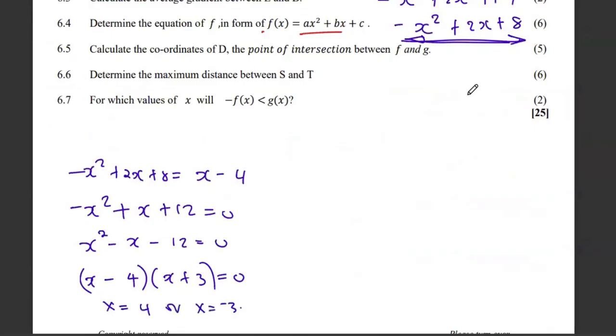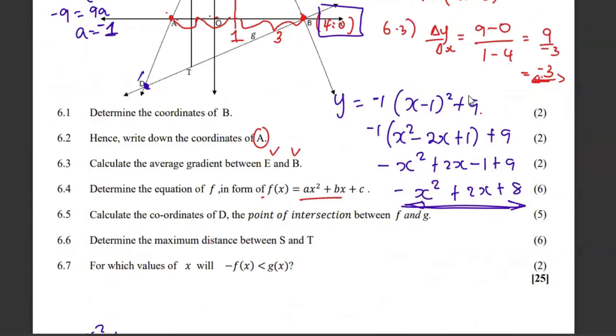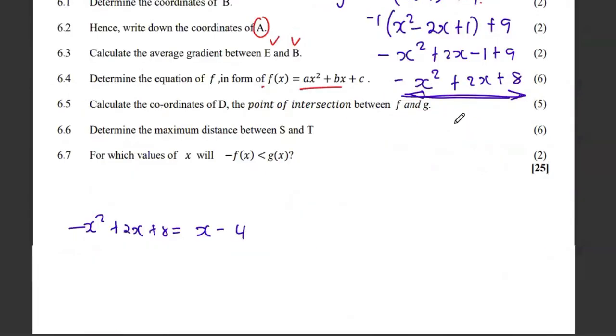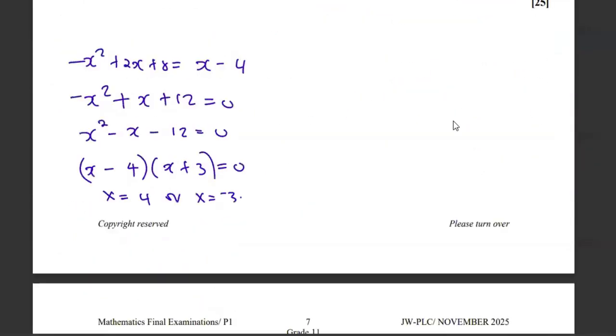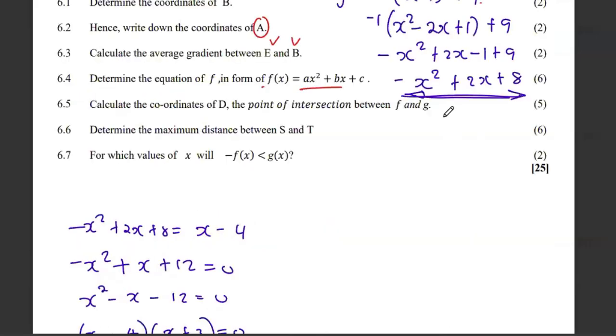But looking at D, we know that D is on the negative side. So our focus must be on the negative 3. Then let's use the equation of the line, x minus 4, and get what y is. So it's going to be negative 3 minus 4, which gives us a negative 7. Therefore, D is negative 3 and negative 7. Okay, the coordinates of D.